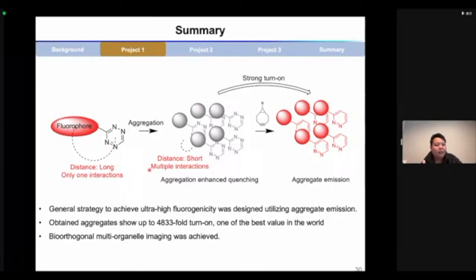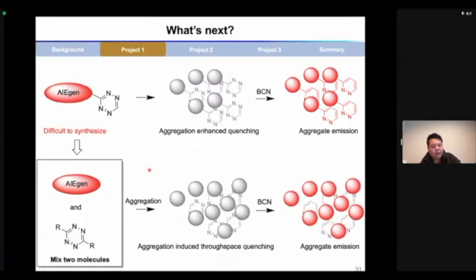So in summary, I have made a system which can have an ultra high photogenic system by utilizing the aggregate formation, which means this ultra high turn-on efficiency can only be achieved by the aggregate system. And here, I have discovered that upon the aggregation, there is an aggregation-enhanced quenching system by the tetragen and the AI agents, through space interactions.